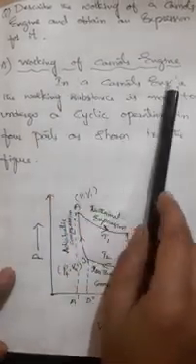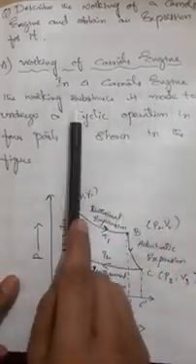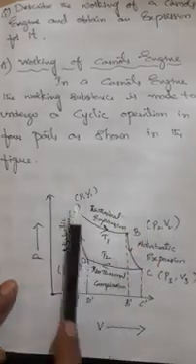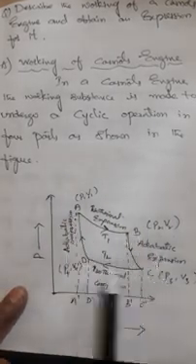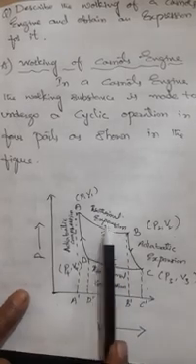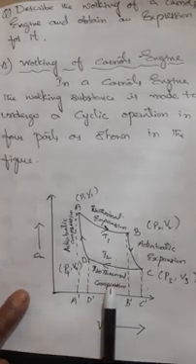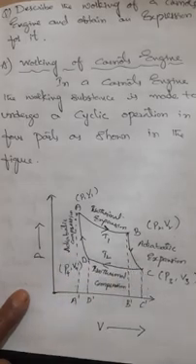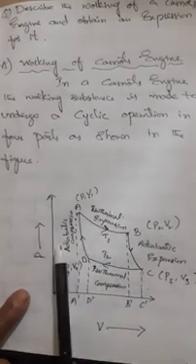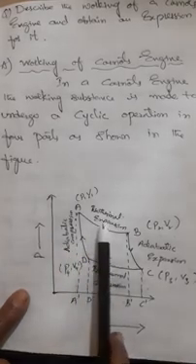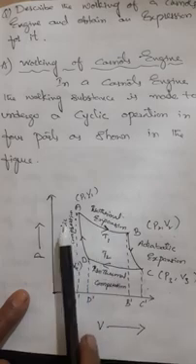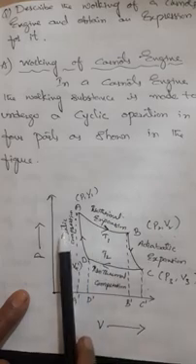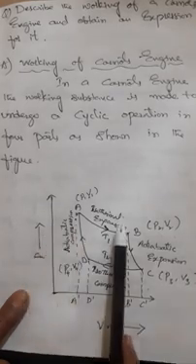Now come to the point, that is the working of a Carnot's engine. In a Carnot's engine, the working substance is made to undergo a cyclic operation as shown in the figure. That is four operations: isothermal expansion, adiabatic expansion, isothermal compression, and adiabatic compression. In your previous classes you have studied isothermal and adiabatic processes. Isothermal process means the temperature remains constant. Adiabatic process means heat neither enters into the system nor leaves the system.